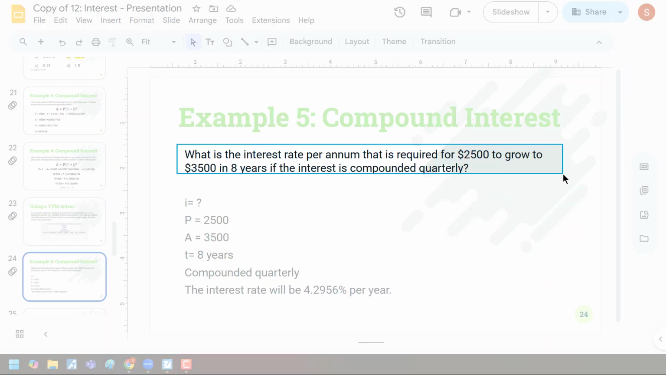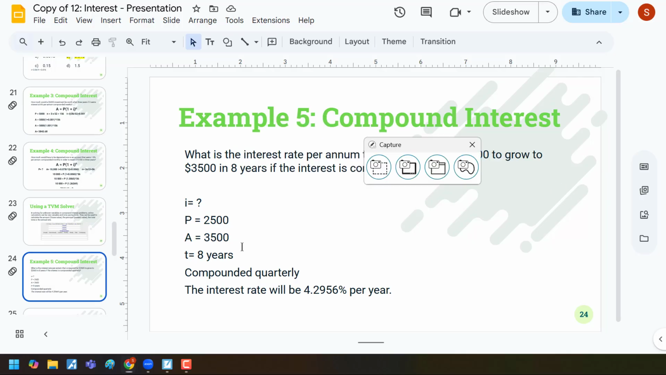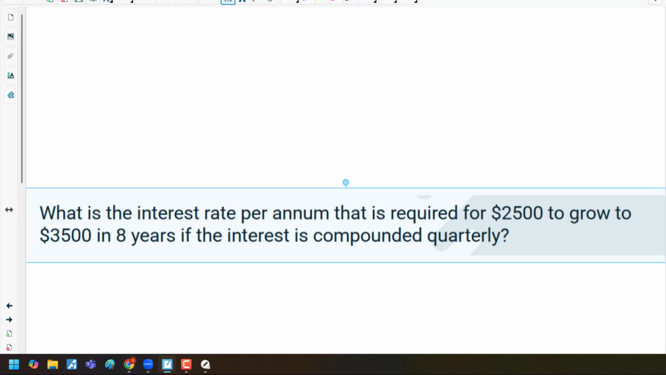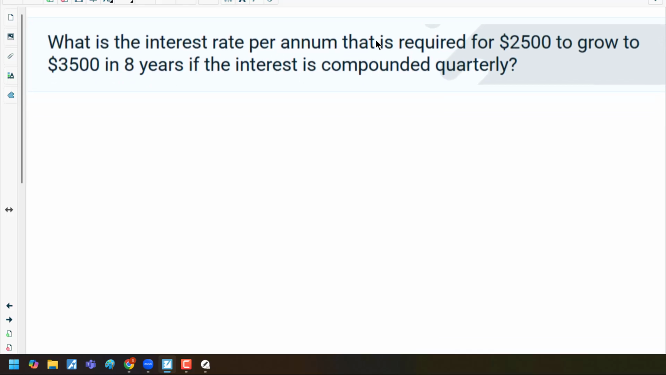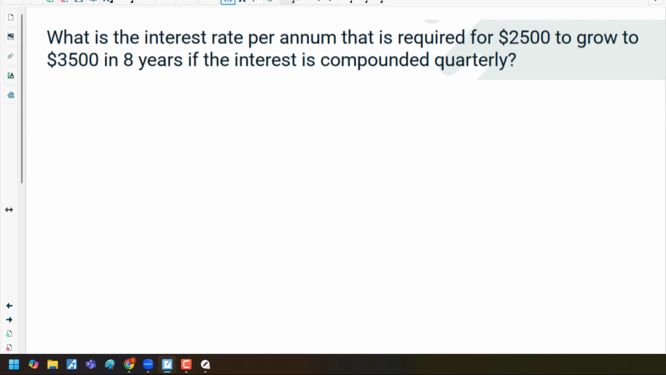Oh, this is getting hard now. You thought the first two examples were hard? No. This one and I think the next one are so much more difficult. Here they're asking what is the interest rate per annum that is required for 2,500 to grow to 3,500 in 8 years if the interest is compounded quarterly. So what are they asking here? This is the tricky part.